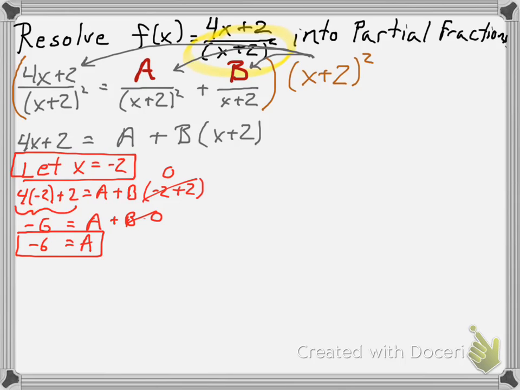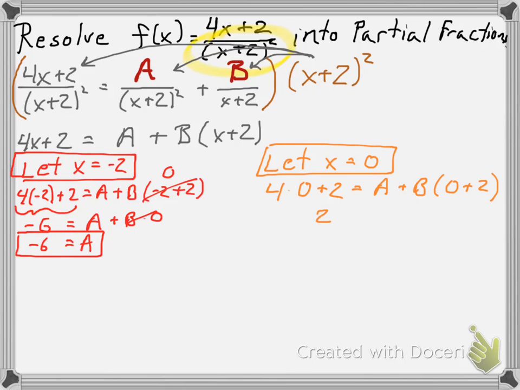Now, I don't see another, maybe at first, super duper strategic values, but you know what value is always strategic if there's not one that's obvious? 0. Because it's really easy to work with. So let's see what happens when I put in 0. Well, on the left, I'll end up just getting a 2. And on the right, at first, maybe it seems like not that useful. I still have the a and b. But don't forget, we have a already. So I'll be able to replace that a with negative 6, and that will allow me to ultimately solve for b.